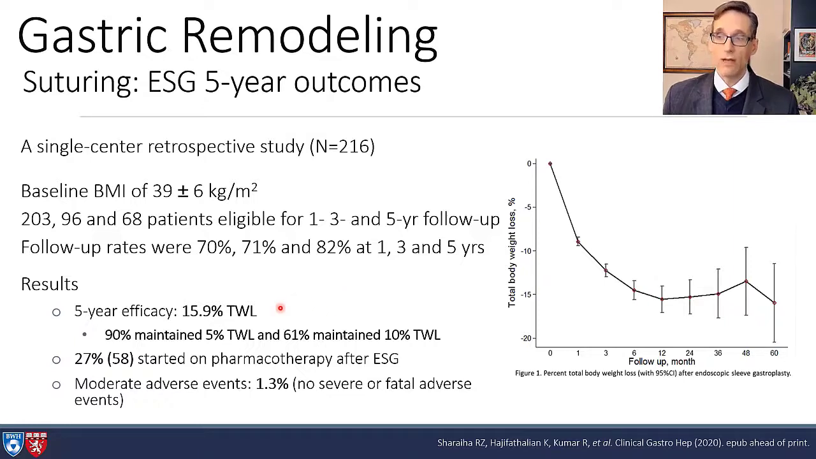And the weight loss was 15.9%, which is very admirable, especially compared to what we were seeing with balloons. 90% maintained 5% total weight loss, and 61% maintained at least 10% total weight loss. That's fantastic, if you keep in mind that average weight loss with a balloon at 1 year is 11%. So 27% were started on pharmacotherapy after ESG, which is a relatively small portion, and the moderate adverse event rate was again seen at 1.3% of patients with no severe or fatal adverse events.